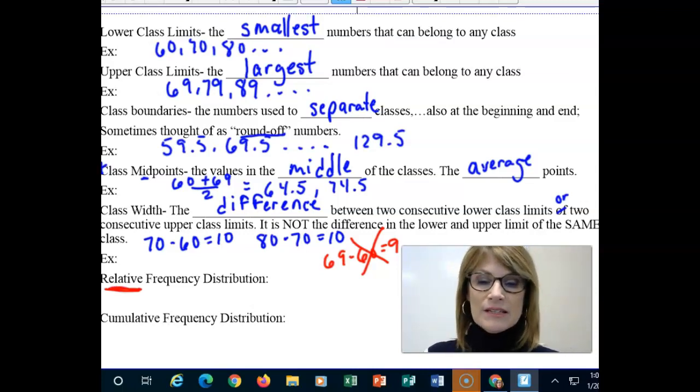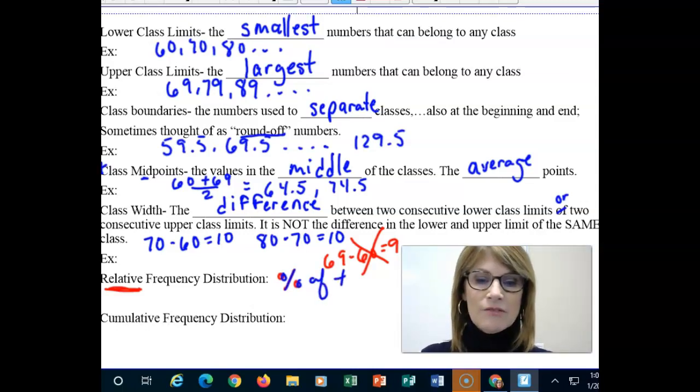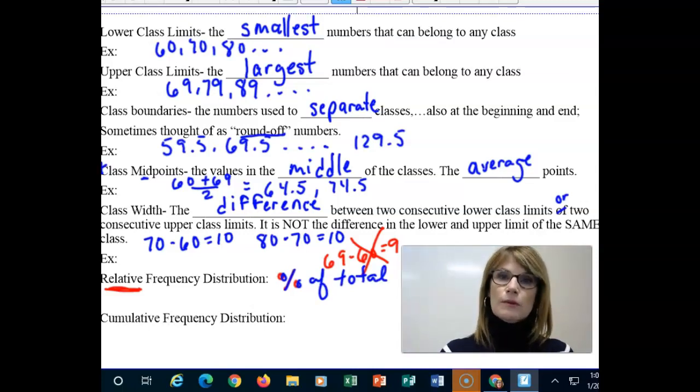Relative means that it is a percent of the total. Percent of the total. Okay, so let's go back and look at our charts.